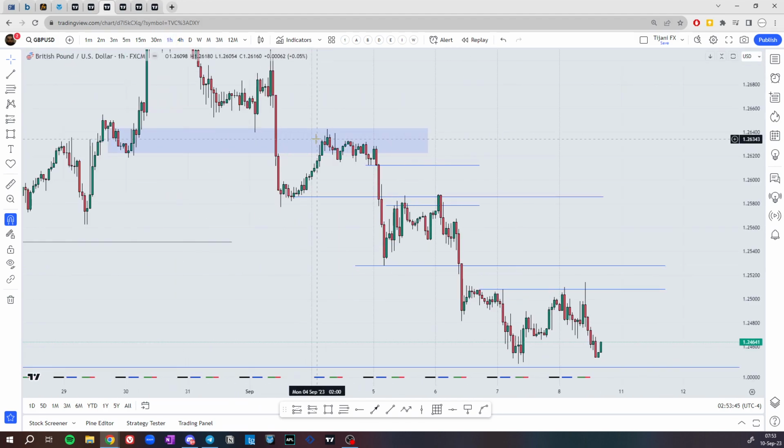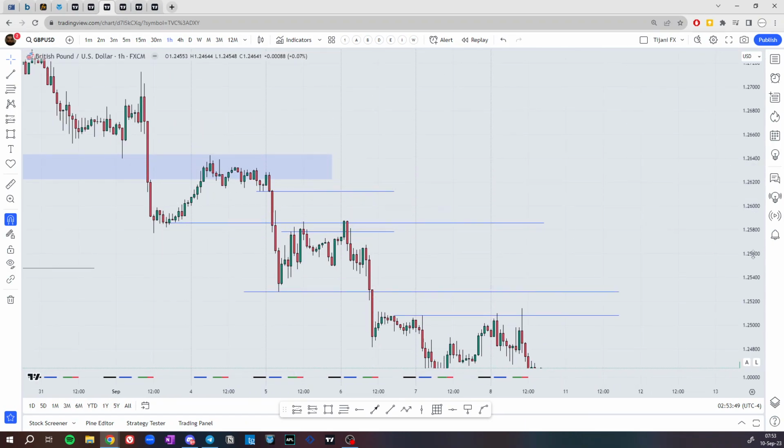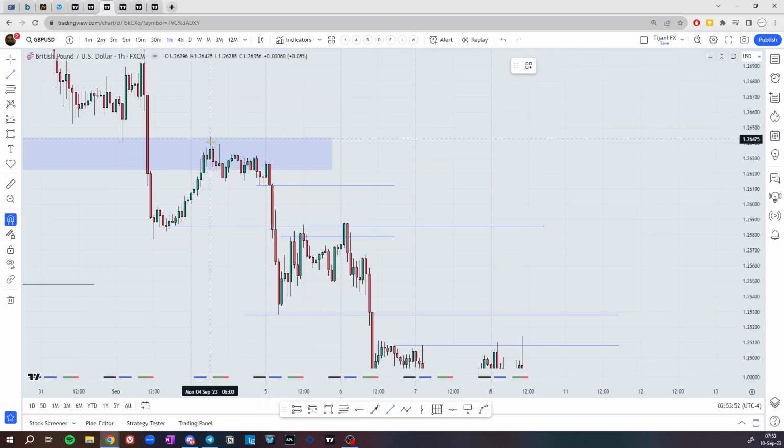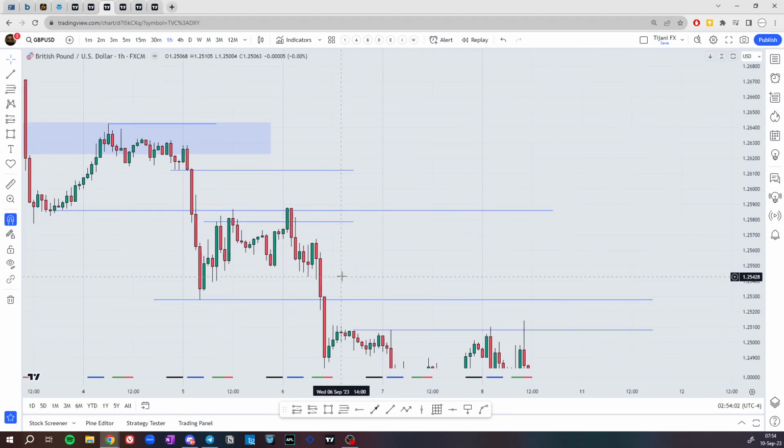On the 1-hour time frame, what do we see? As I told you, I've been waiting for price to check the equal highs here before any entry, but we didn't get that. Then price has dropped lower, right? On Wednesday, this is where our entry should be.